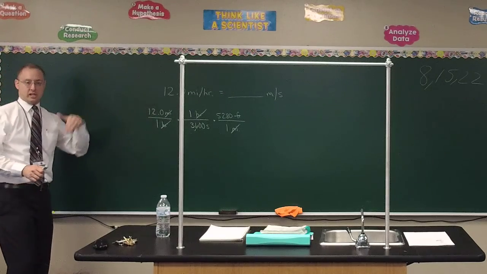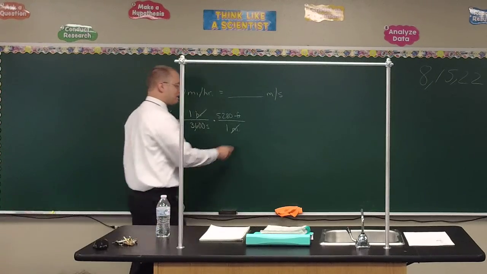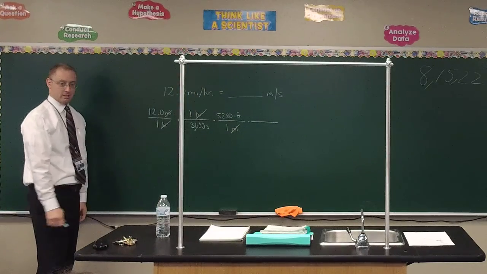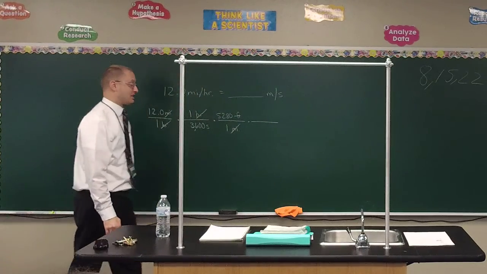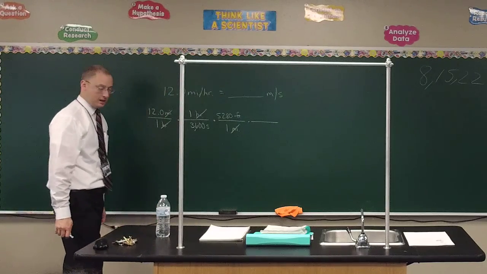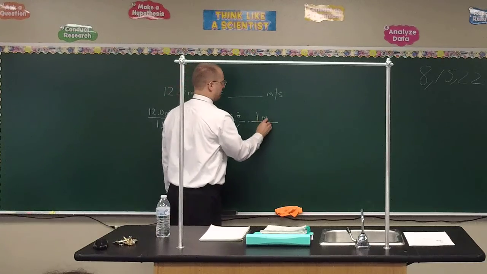I want meters over seconds, Kendall. So how do I go from feet to meters? There's 3.281 feet in a meter. Good, that's a number we need to memorize. There's approximately 3.281 feet in a meter. So we'll write 1 meter, 3.281.